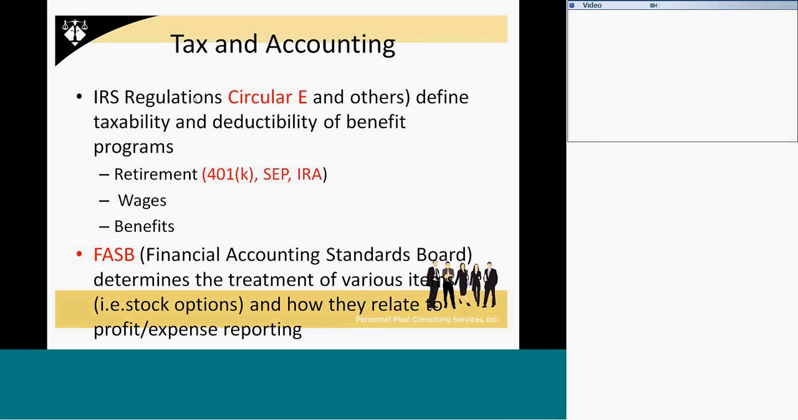Also, know what FASB stands for. FASB is the Financial Accounting Standards Board. What it does is address and set standards for how things like stock options are treated for purposes of profit and expense reporting, so all employers have to do it the same way under federal income tax.